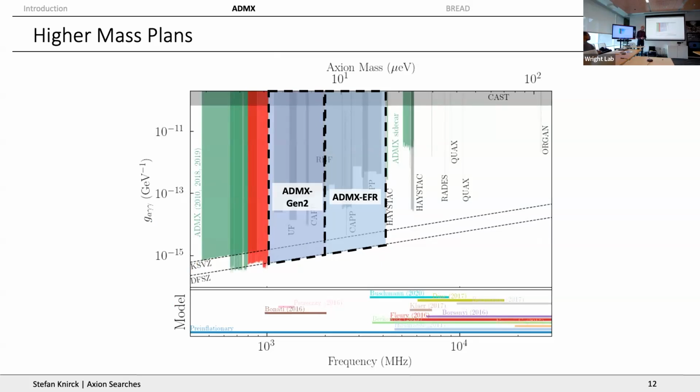We want to go to higher frequencies because, if the pre-inflationary axion model is true, then we don't really know where the mass of the axion, where the frequency, should be. But there are lots of predictions that point towards higher masses. So in ADMX Gen 2, which is the slate of runs that's currently going on, we are probing this range, and in EFR, again, a factor of 2 in frequency increase.